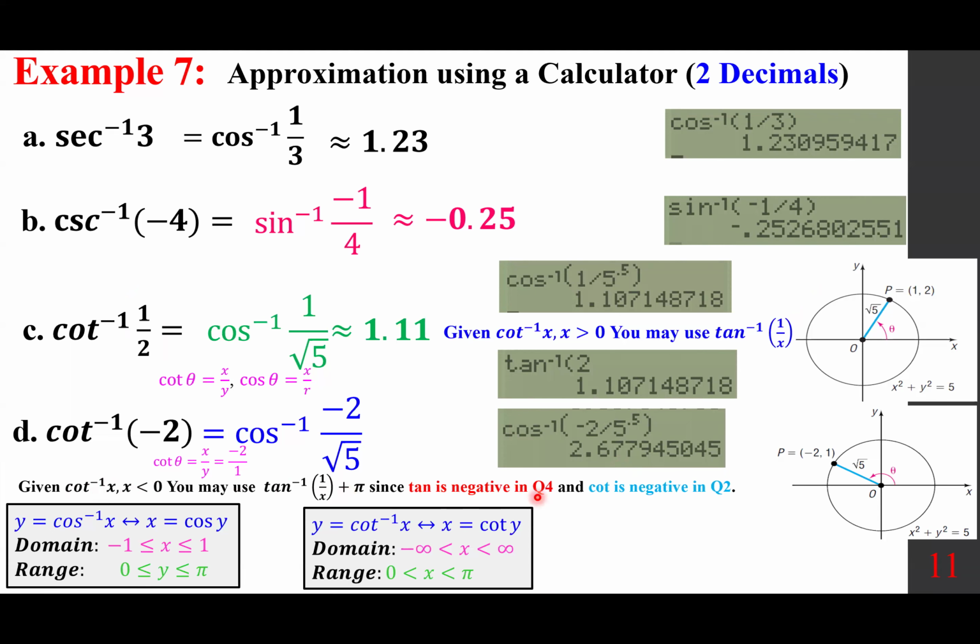Since tangent is negative in quadrant 4, remember, for the tangent, we use negative pi over 2 to pi over 2. If it's negative, it gives you quadrant 4, but cotangent is in quadrant 2, so you have to add pi. So notice, tan inverse of -1/2 gives you this one. If you add pi, it gives you this one. And look at these two numbers are identical, and therefore the answer is 2.68.